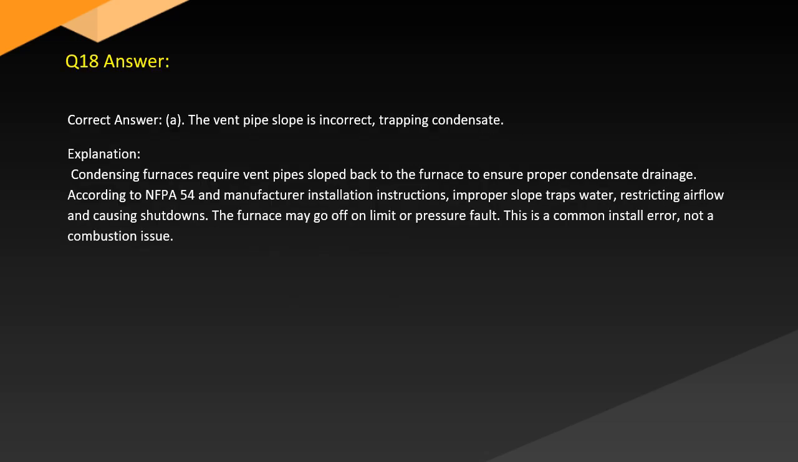Answer. Correct answer: A. The vent pipe slope is incorrect, trapping condensate. Explanation. Condensing furnaces require vent pipe slope back to the furnace to ensure proper condensate drainage. According to NFPA 54 and manufacturer installation instructions, improper slope traps water, restricting airflow and causing shutdowns. The furnace may go off on limit or pressure fault. This is a common install error, not a combustion issue.